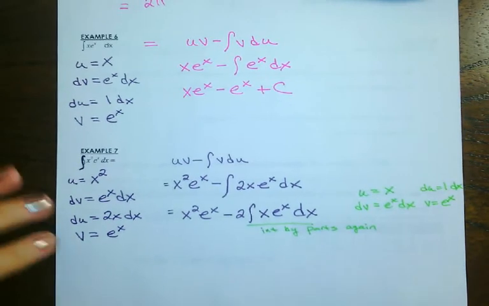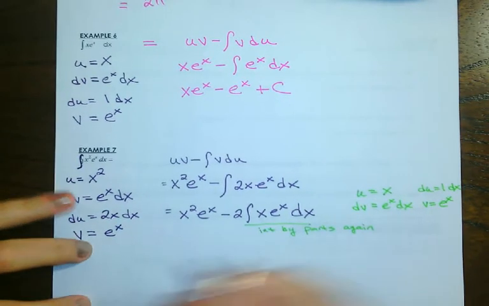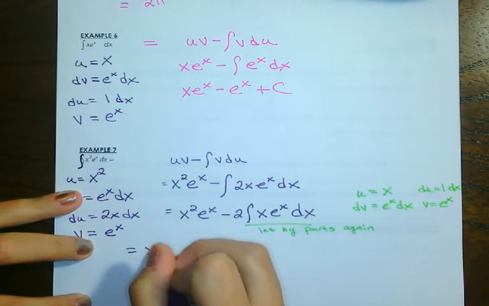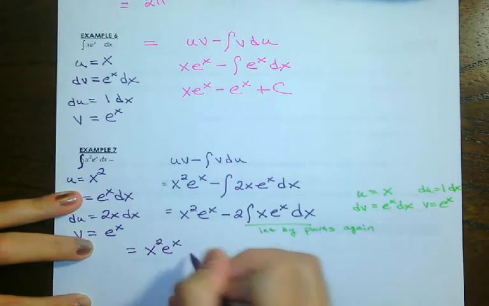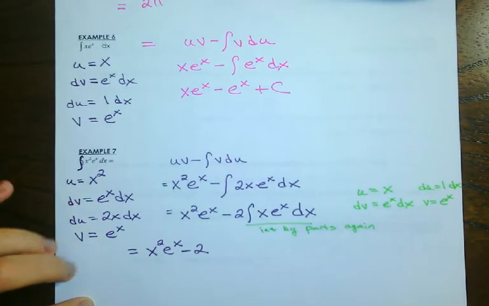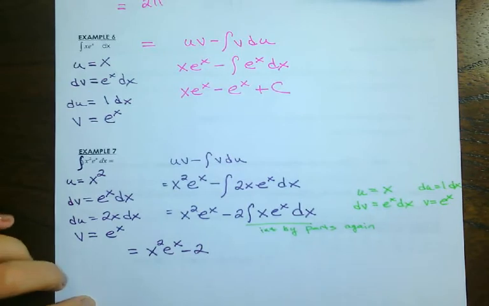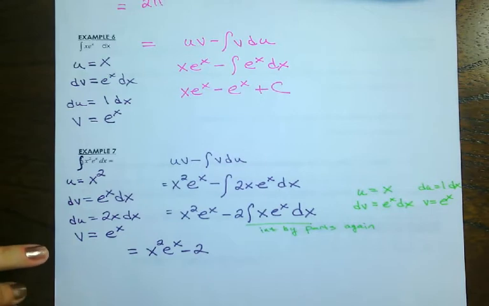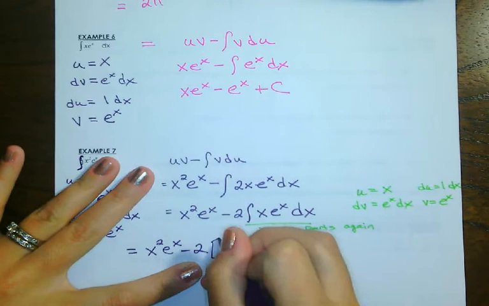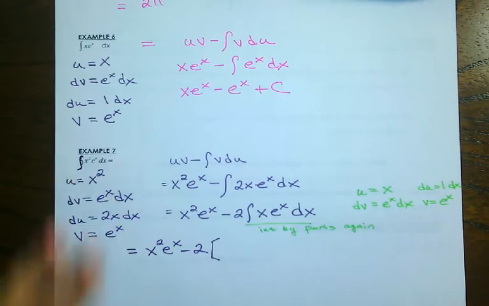So I'll try to keep it color-coded, maybe that'll help. So when I go to write this, I'm going to say this equals, I just recopy this left-hand side, minus 2, so that part's okay. But now I'm going to have a big old set of parentheses here because now I need to do another integration by parts.